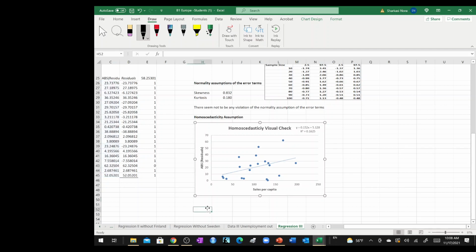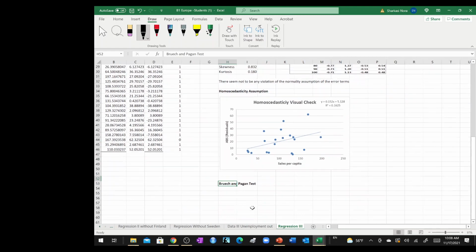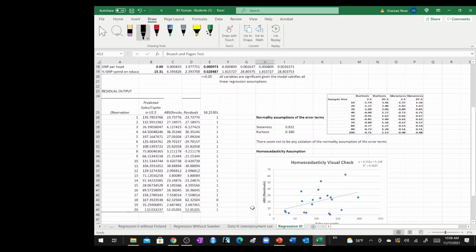Let's do the Breusch-Pagan test of linear homoscedasticity. And in this test, we are going to take the squared residuals. Do you guys remember that? So we're going to take the squared residuals. For this purpose, we're going to take the residual, multiply it by itself, right guys? And then we are going to do it like that.